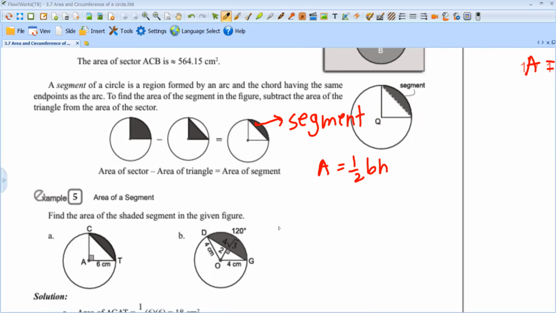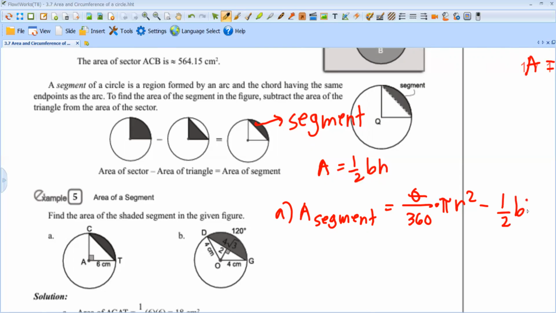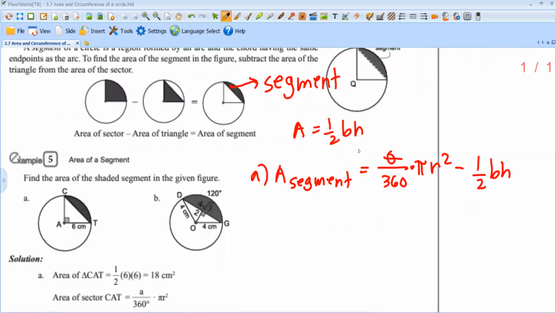Letter A. So the area of the segment is equal to the area of the sector, theta over 360 times pi r squared, minus, subtracted by the area of the triangle, which is half of base and height. So let us try to get the area.